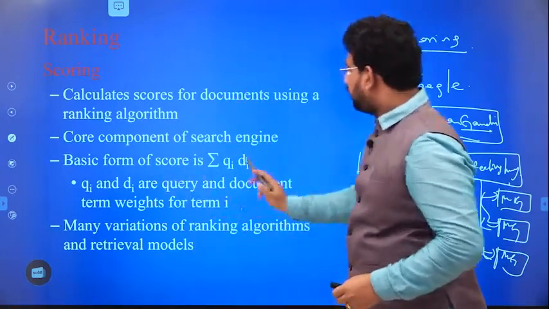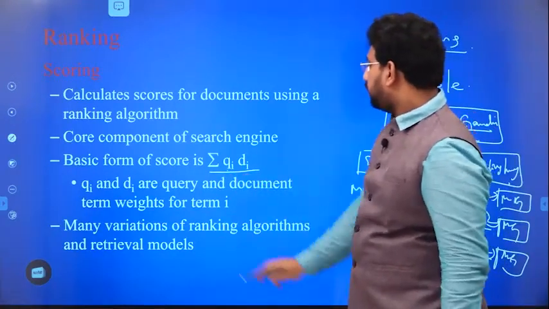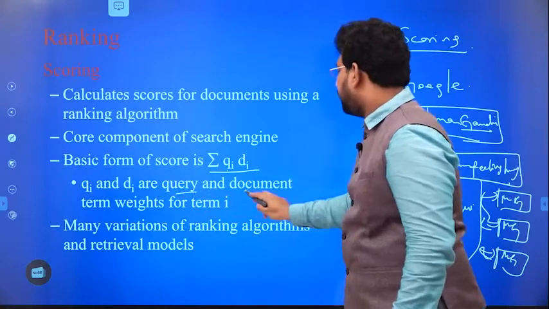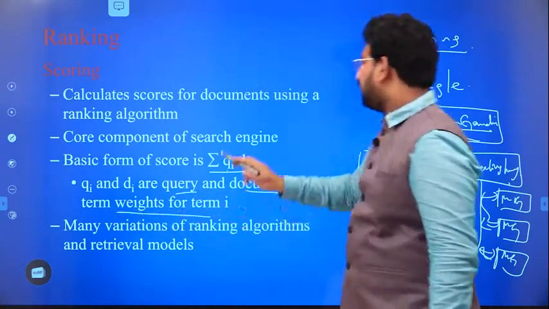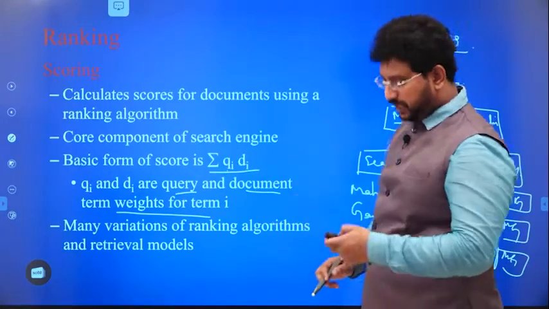The basic form of the query score is the summation of Qi times Di, where Qi and Di are the query term weight and the document term weight for the term i. Accordingly, the score will be calculated.